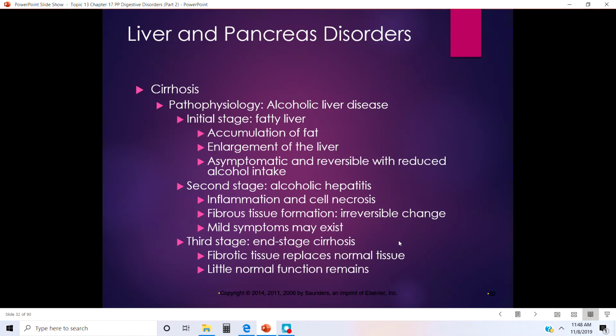Now, if they continue to drink and drink, then the fibrotic tissue is going to just keep replacing the normal tissue, and then eventually the function of the liver is going to become less and less. So the worse the fibrosis, the less functional the liver will be. Right? So eventually, little normal function will remain.